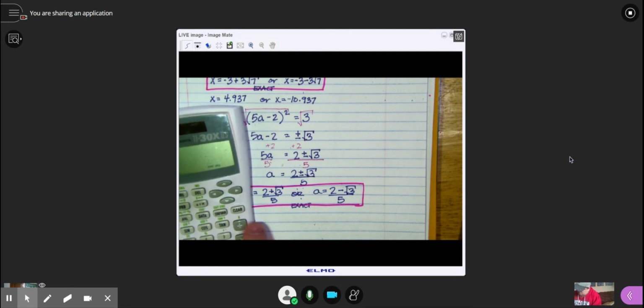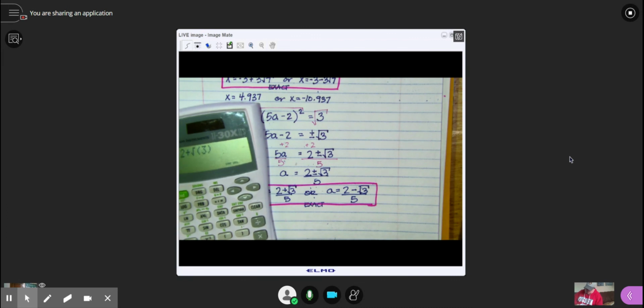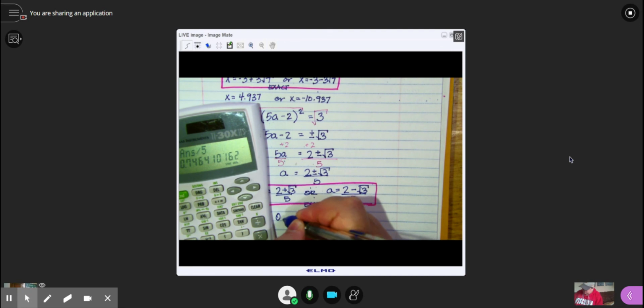To do the decimal approximation, I would type in 2 plus square root of 3. That's my entire numerator. So I would find out what that number is. It equals, then divide by 5. And I get 0.746 approximately.